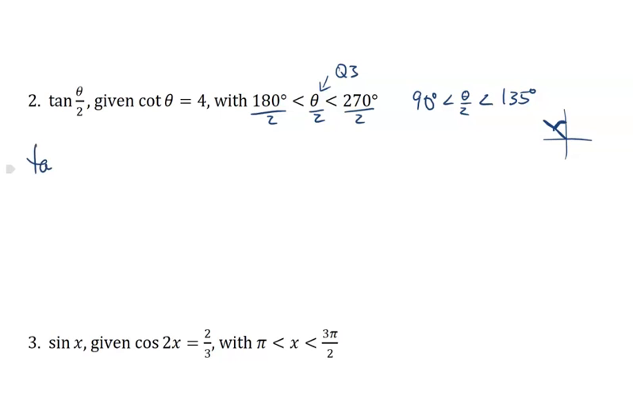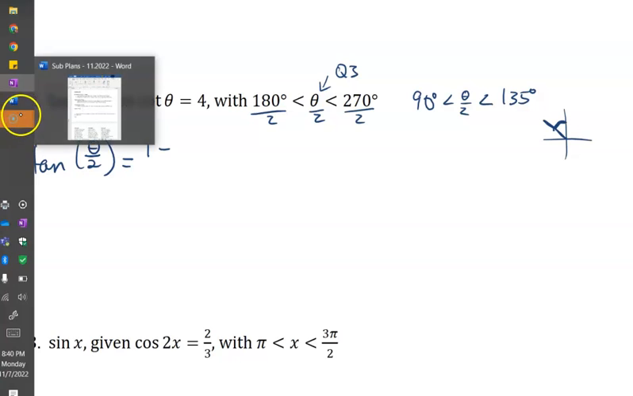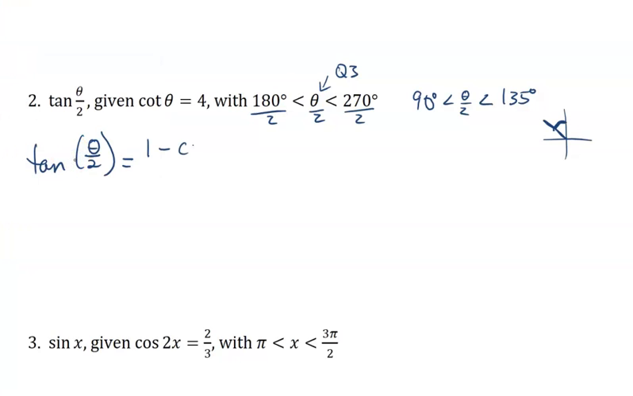Okay, so tangent of theta over 2, and now again I've got several identities to choose from. I'm going to pick the one that only has a single term in my denominator, which is 1 minus cosine theta over sine theta. Now to figure out these ratios, I do want to go back to a triangle.